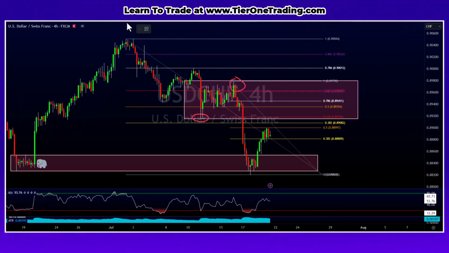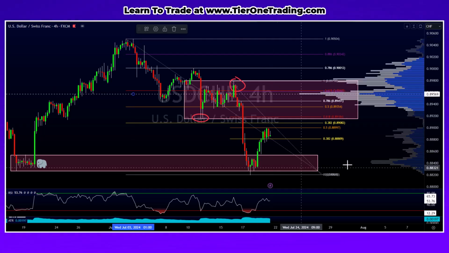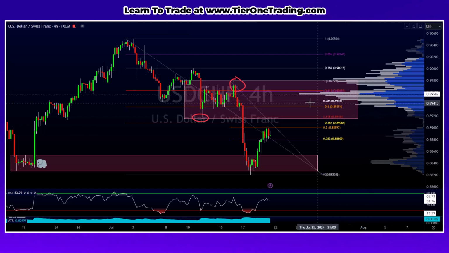And then we can bring some volume on too, right? So we take our volume profile from our high to our low, and we can ask ourselves, where does the volume start to pick up? And you can see it picks up right around that 50% retracement. So that's a good level to look for targets.